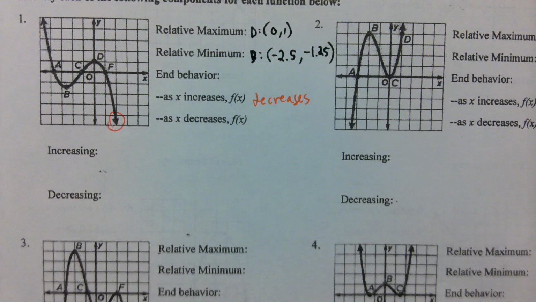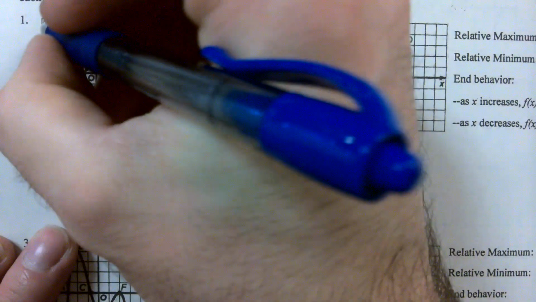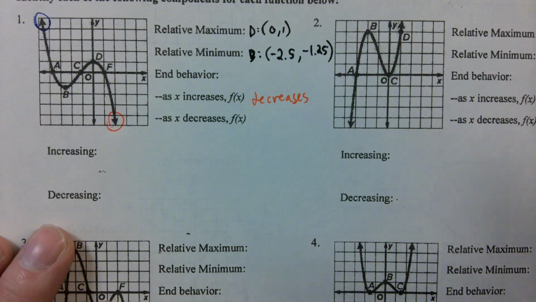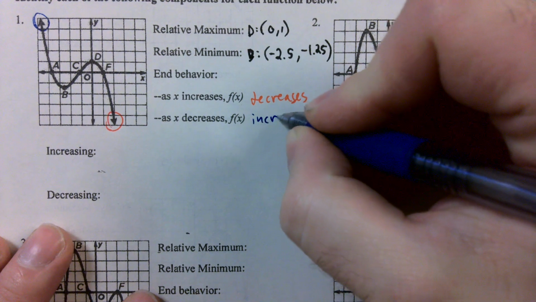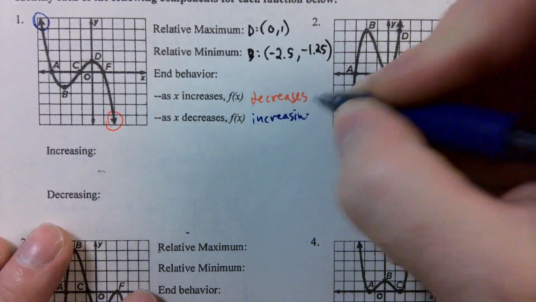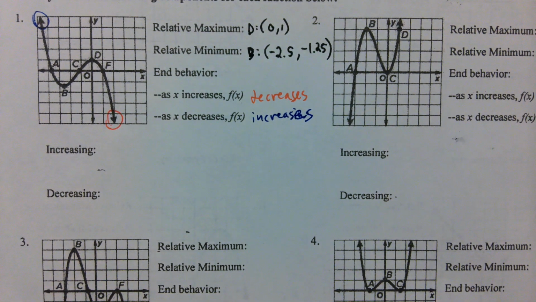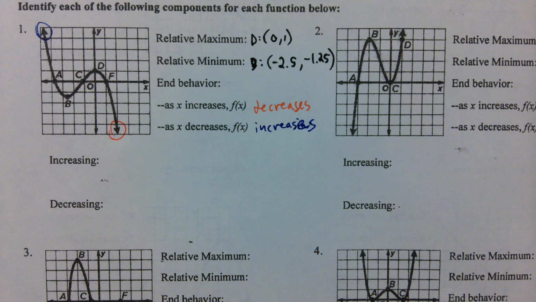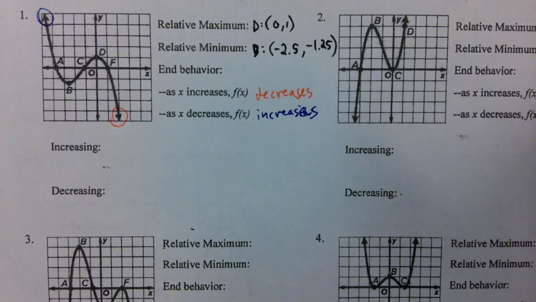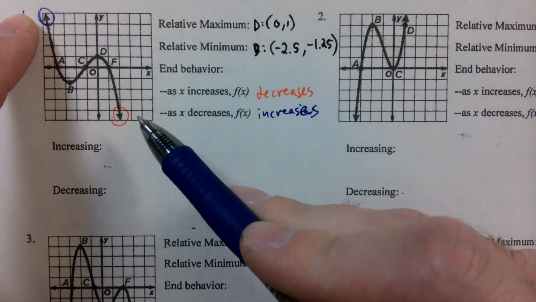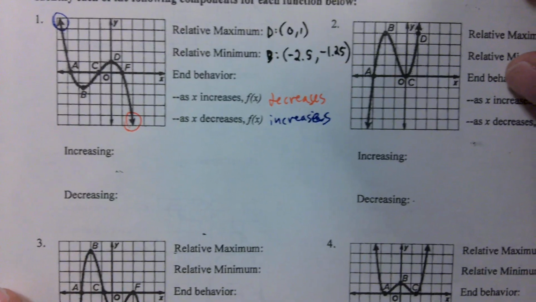As X decreases, as we go to the left, well, where's my left arrow pointing? Up. So what's my function doing? Increasing. That's right, Abigail. Increases, I should say, to keep the tense, right? As X decreases, f of X increases. So there's my end behavior, right? If it helps you to circle the little arrows and just look at the direction, that's great. Whatever helps you helps me.